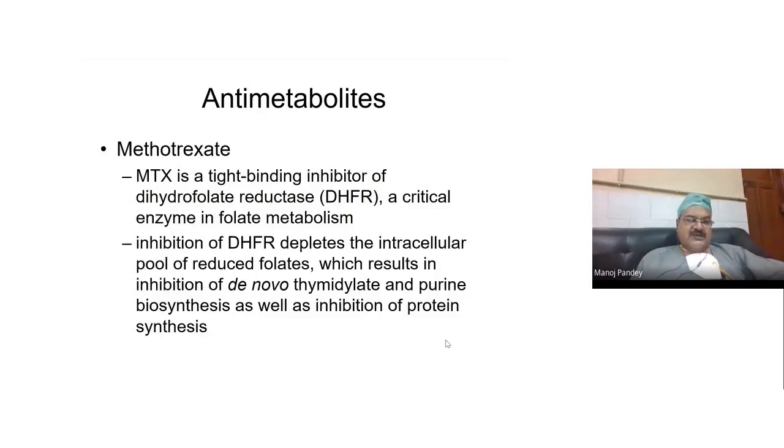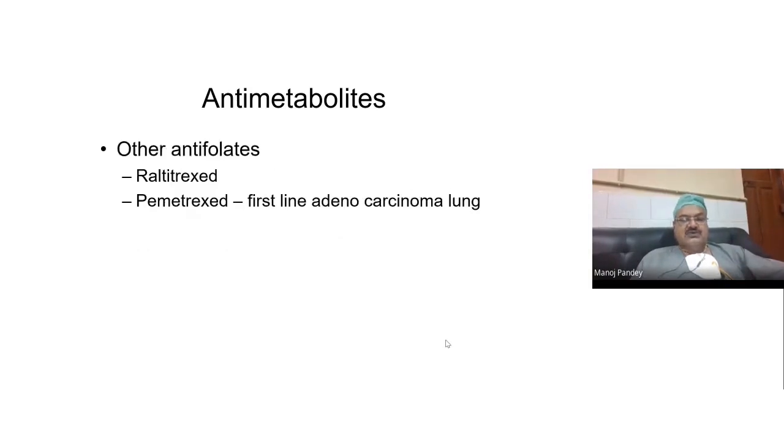The next class of drugs is called antimetabolites. These are drugs which interfere with the folate metabolism. The first drug is methotrexate, which basically inhibits the dihydrofolate reductase enzyme, and this leads to reduction in the level of folate inside the cells and hinders the cell cycle. Other antifolates are raltitrexed and pemetrexed.